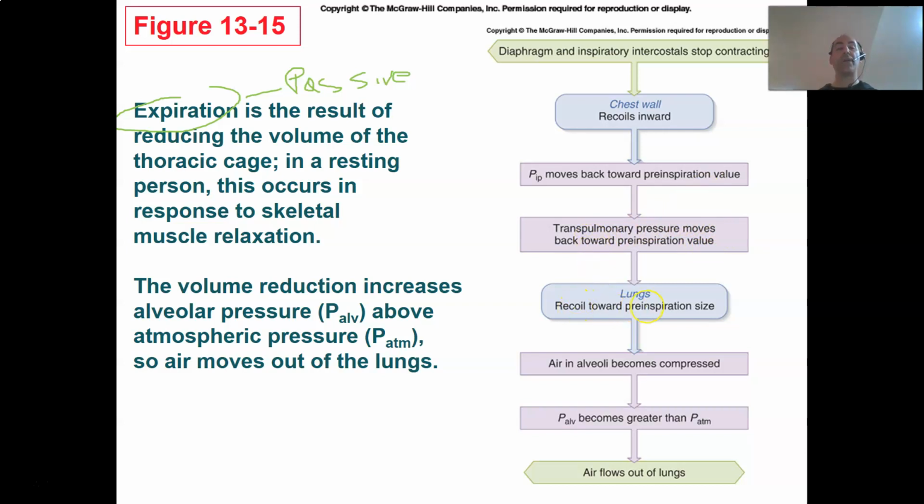The lungs recoil. The air in the alveoli becomes compressed, right? So when the air becomes compressed, when you increase the pressure, you're going to decrease volume. And so the alveolar pressure becomes greater than atmospheric, becomes positive, and air flows out.